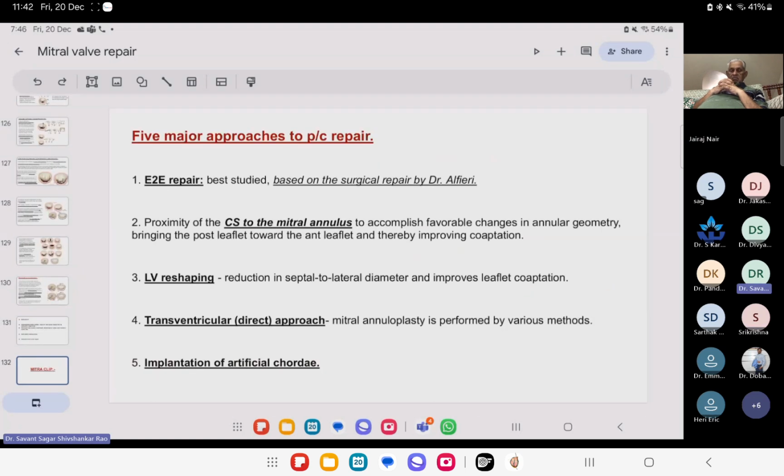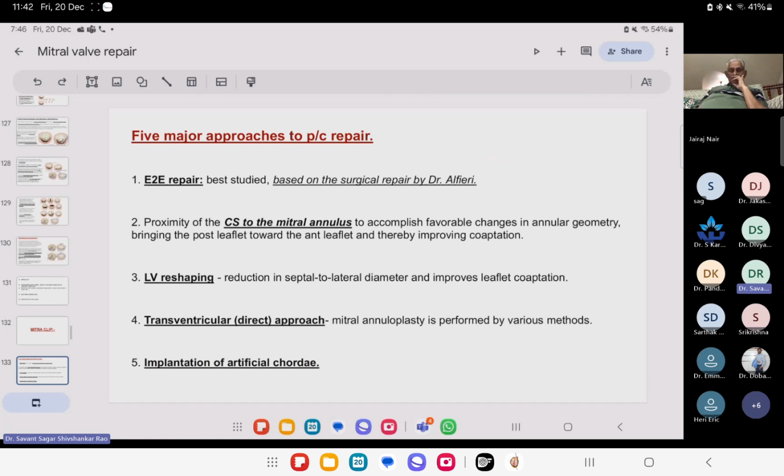So for the mitra clip, there are five percutaneous repairs wherein edge-to-edge repair is most of the time used, which follows the principle of surgical repair by Alfieri. Then coronary sinus mitral valve repair, LV reshaping, that is approximating the septal and lateral wall for approximation and improving leaflet coaptation, transventricular approach for mitral annuloplasty, and implantation of artificial chordae.